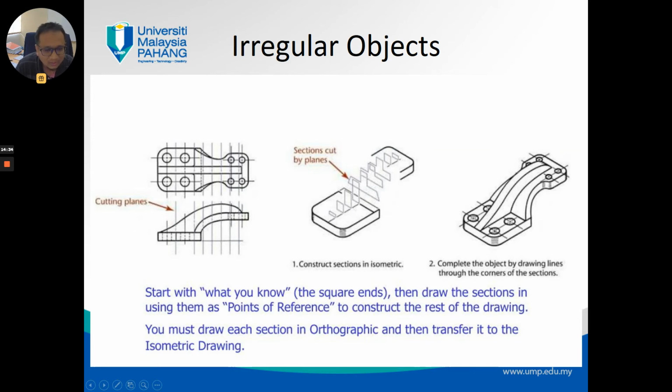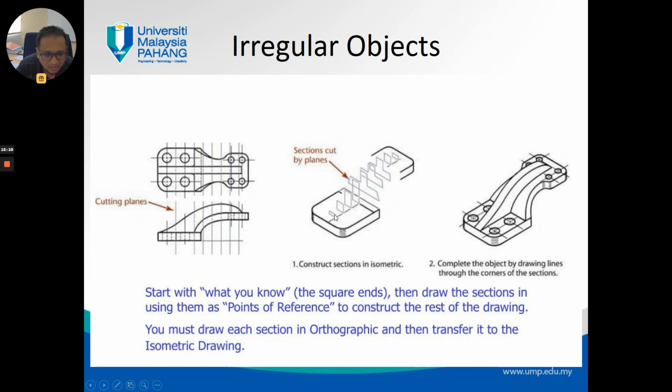There is one more in isometric where you have some difficulties drawing. So start with what you know. For example, an irregular object. Start with what you know by applying the square end first. Okay, take a large cube, then start drawing what you know first. For example, this isometric view, orthographic view, start from what you know, this one and this one. Now the rest you leave as a section cut plane. Then draw the section using point reference.